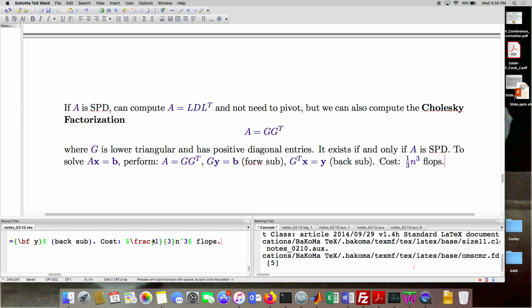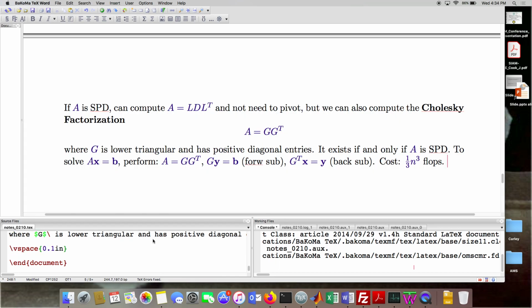Now, before I go into detail on the algorithm for Cholesky, if you looked at the practice test, you already see there's a problem about it there, and also it's featured on the homework.